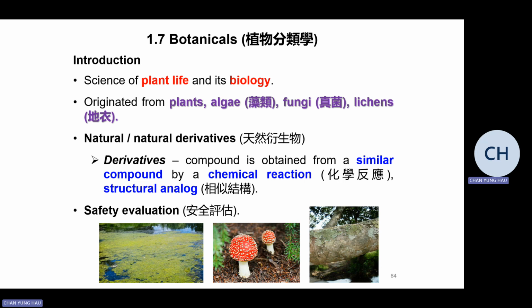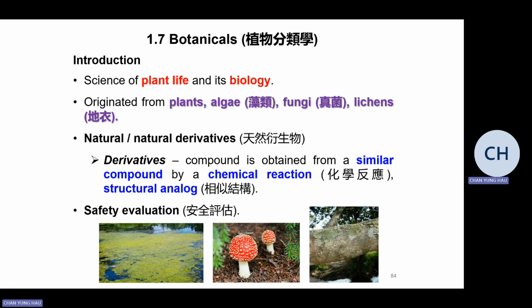You can see many cosmetic products today contain botanicals, whether synthetic or natural. The first basic technique is that you should know the classification of some botanicals that are commonly used in cosmetic products. A botanical is a kind of plant life and biology, so it originates from plants, algae, fungi, and even lichens.